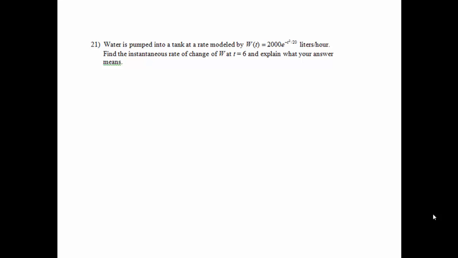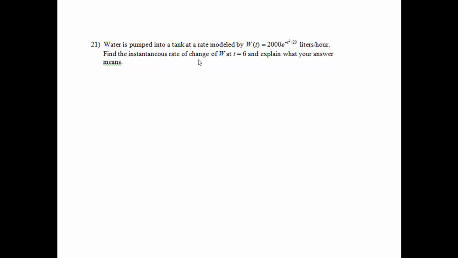All right, problem number 21. Water is pumped into a tank at a rate modeled by W of t equals 2,000 e to the negative t squared over 20 liters per hour. Find the instantaneous rate of change of W at t equals 6 and explain what your answer means.